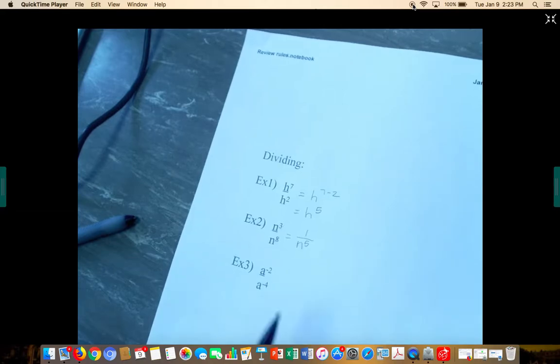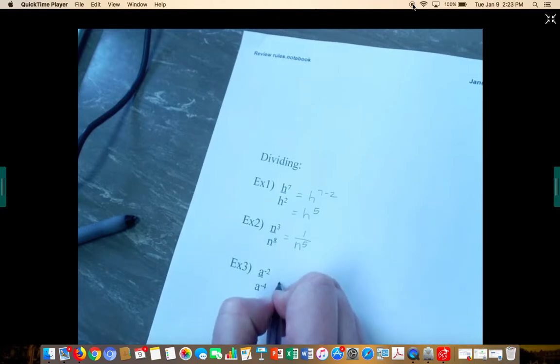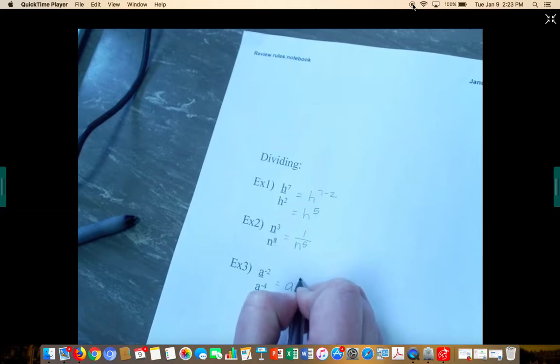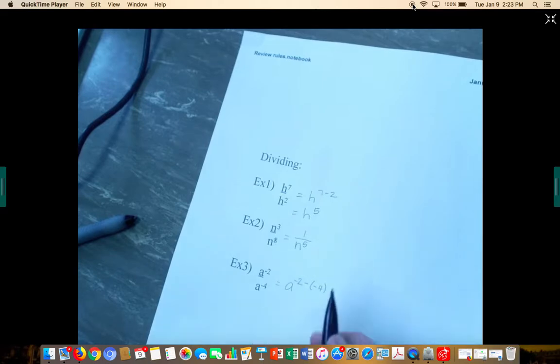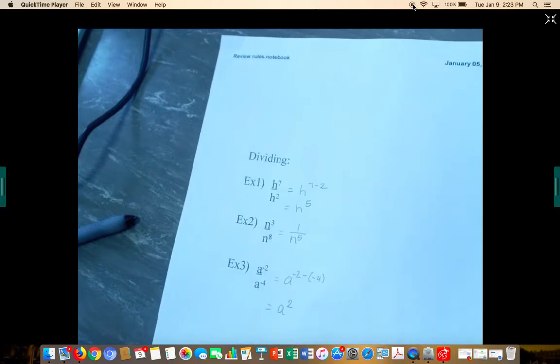Then looking at the last one, if I have a negative 2 and I'm subtracting a negative 4, well, if we write this out, we're going to have a and then negative 2 minus a negative 4. So I have negative 2 plus 4. That gives me a positive 2. So I have a to the 2nd power. There are your rules for exponents.